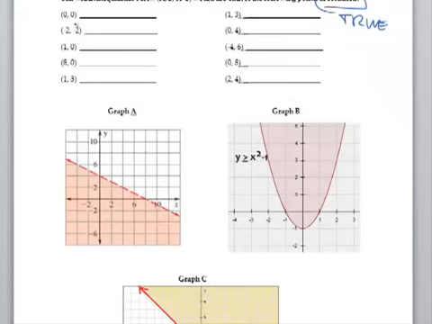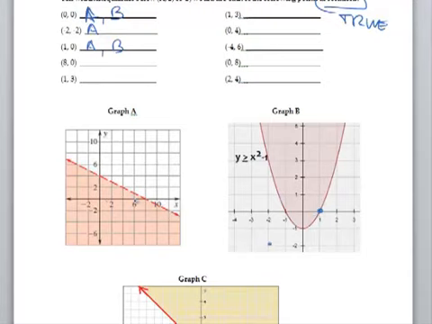For 0, 0, is that true for graph A? Yes, it is, because it's in the shaded area, so it works for A. Does it work for B? Yep, it does. And then -2, -2. Yep, right here, that would work for A. For B, no, it would not, because here's -2, -2. That does not fall in the shaded area. 1, 0, so yes for A. It falls right on the line, and it's a solid line, so it also counts for B. If it had been a dotted line and it fell on the line, we would say no.